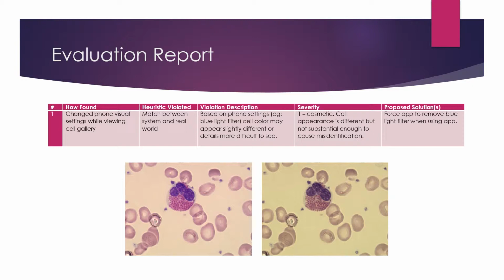While I was using this app, I changed my phone settings from a regular mode into a blue light filter mode. And so you can see on the bottom, this is an eosinophil, and it specifically is supposed to have these brightly pink or orange colored granules within it. Once you put the blue light filter on, they are a little bit harder to see. So some of those details may not be as obvious.